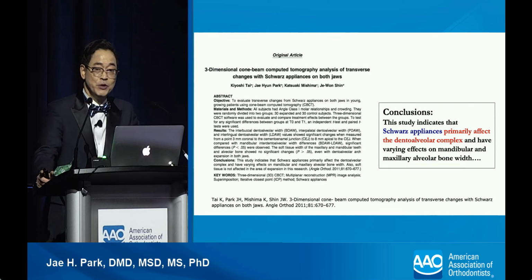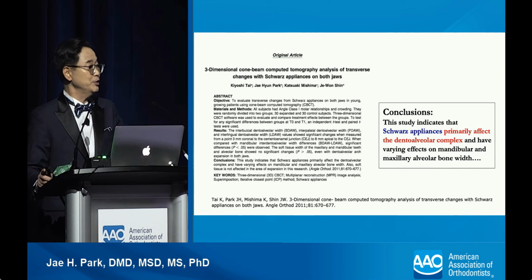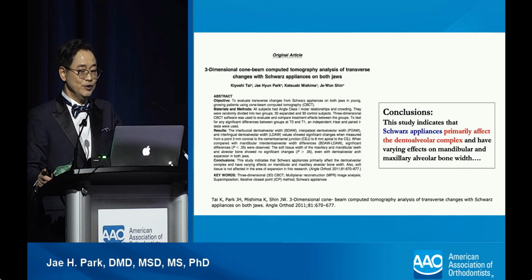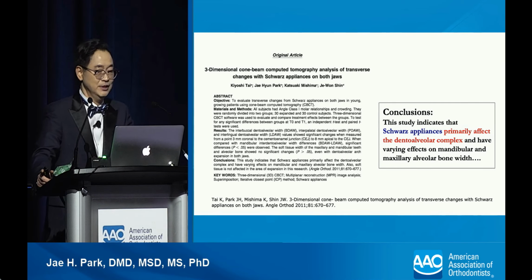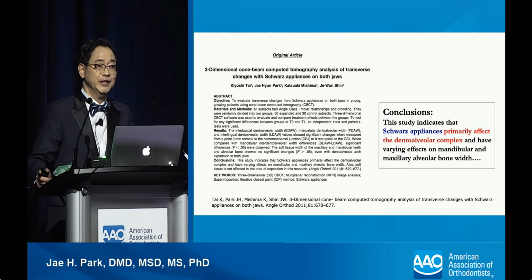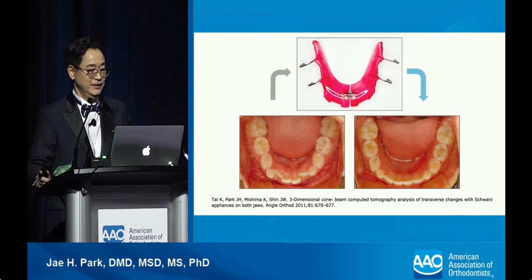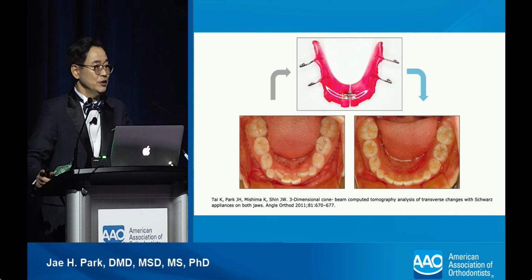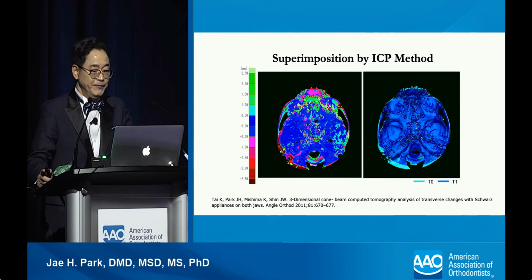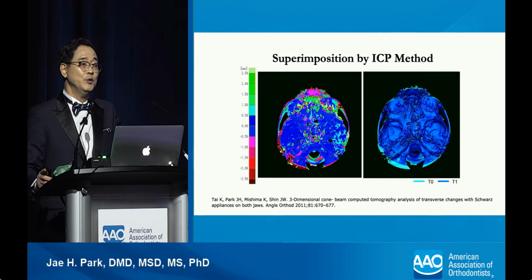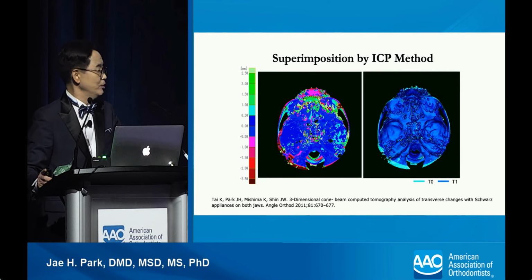In this study, we wanted to compare the hard and soft tissue changes provided by the Schwarz appliance in both jaws using the 3D superimposition method. The Schwarz appliance mainly affects the dentoalveolar complex. In early mixed dentition, using the Schwarz appliance, the lower crowding was relieved. Before T0, after T1, CBCT images were superimposed by the ICP method at the cranial base.